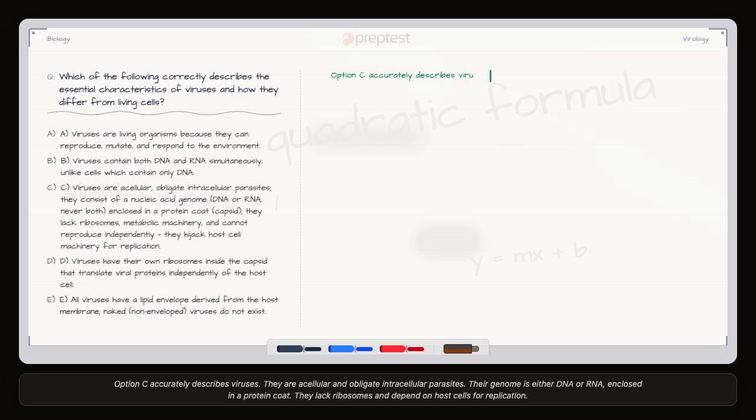Option C accurately describes viruses. They are acellular and obligate intracellular parasites. Their genome is either DNA or RNA, enclosed in a protein coat. They lack ribosomes and depend on host cells for replication.